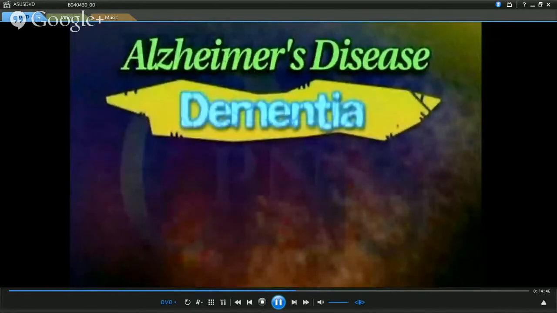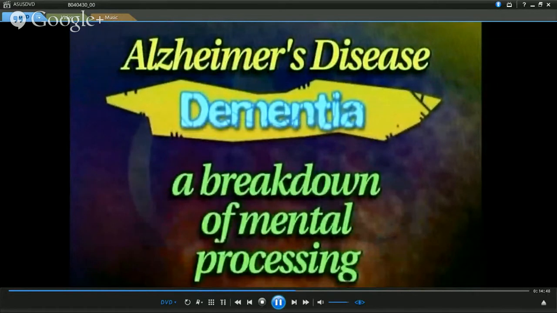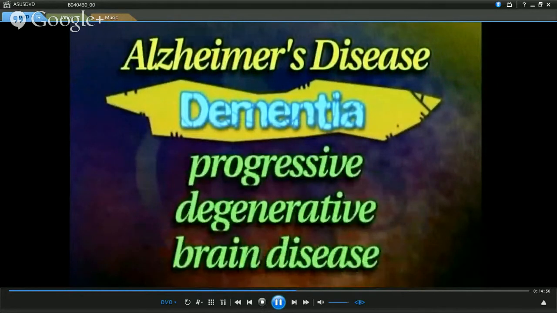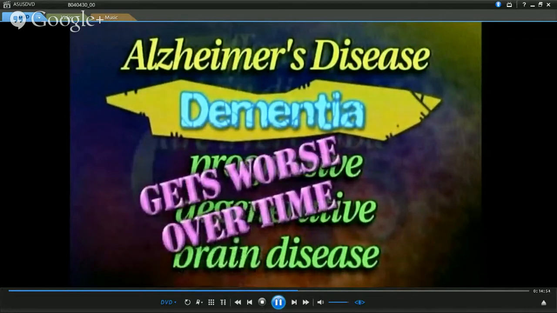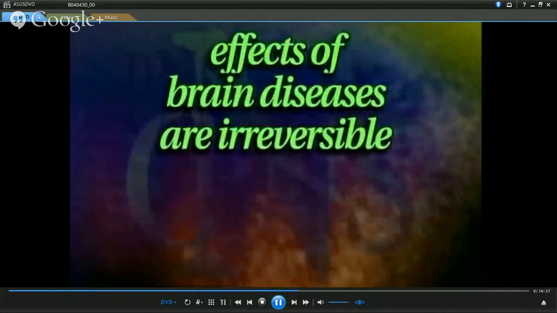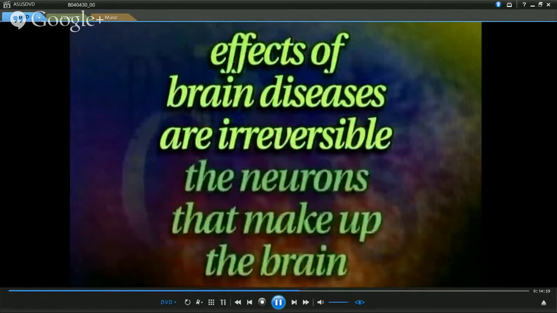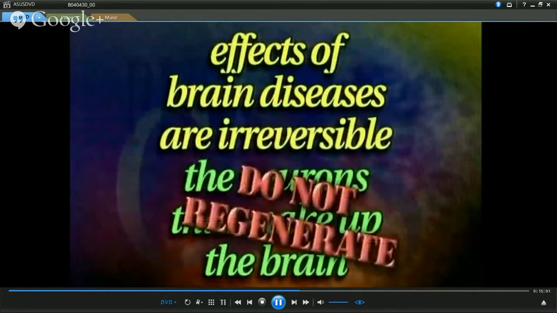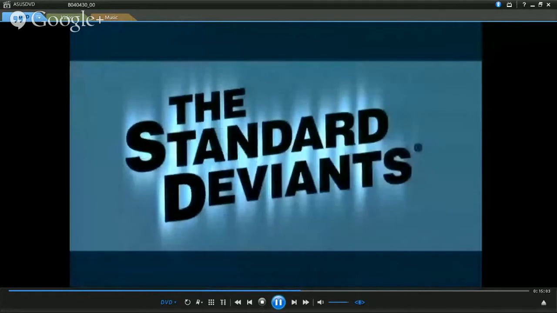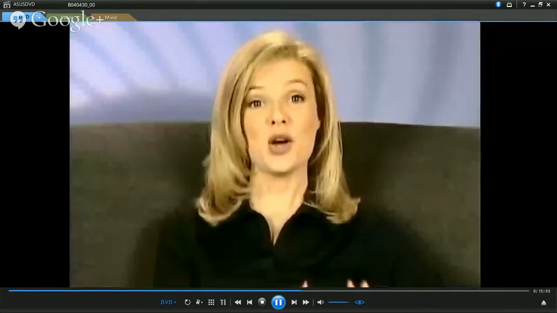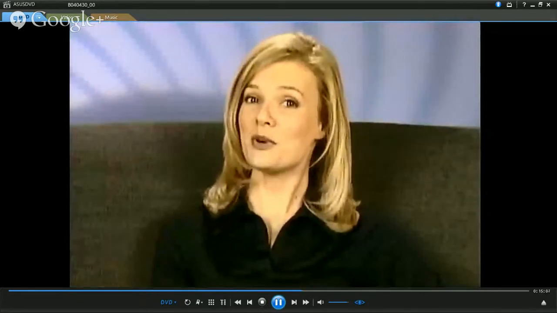Alzheimer's disease results in dementia, a breakdown of mental processing. This is a progressive degenerative brain disease, which means it gets worse over time. Tragically enough, the effects of brain diseases are irreversible because the neurons that make up the brain do not regenerate. So now that the brain is our close and personal friend, let's move on to the second part of your central nervous system, the spinal cord.